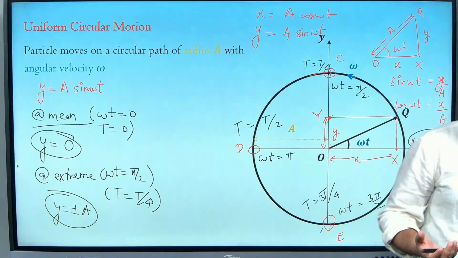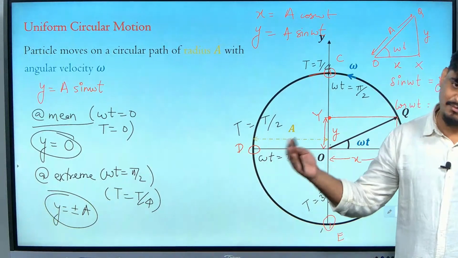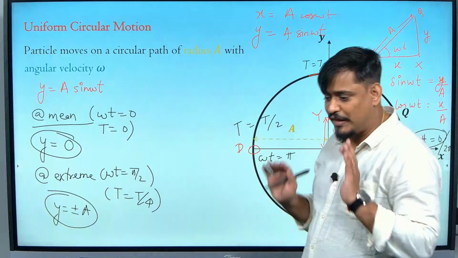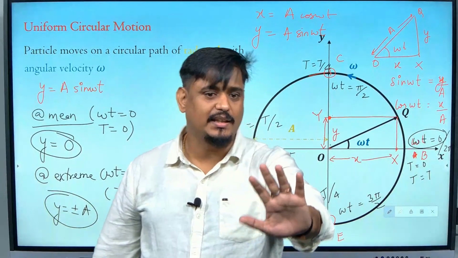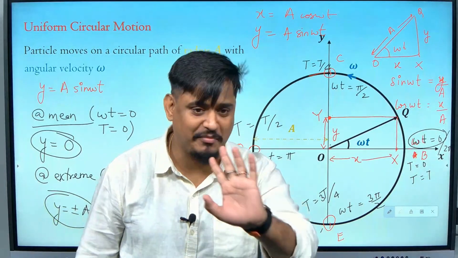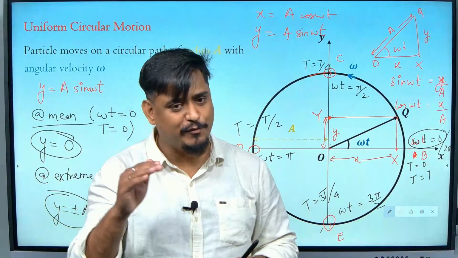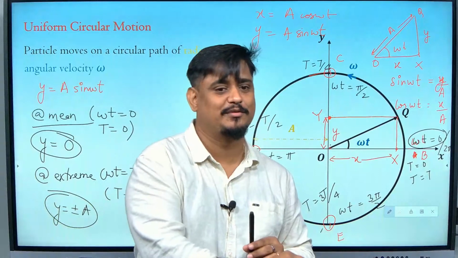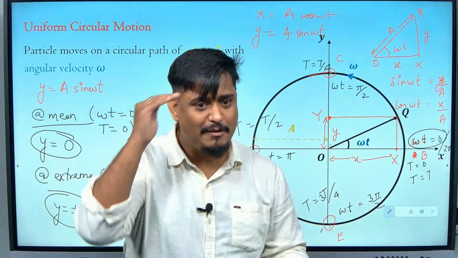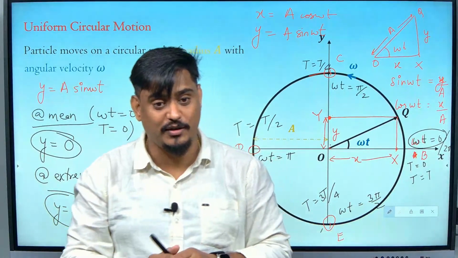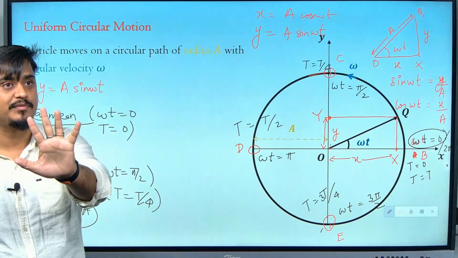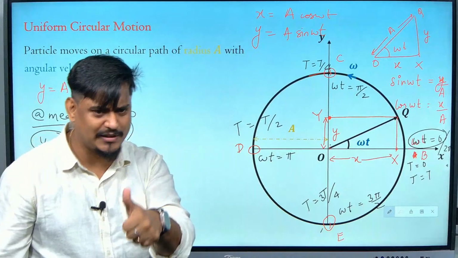So y can only be plus a to minus a, and in that range it can be anything. If the amplitude is 5 meter, the displacement can never be more than 5 meter. It can be 5, 4, 3, 2, 1, minus 1, minus 2, minus 3, minus 4, minus 5. Anything between minus 5 and plus 5. What will be the range of displacement? Minus 5 to plus 5, if amplitude is 5. Are you understanding this? I hope it is clear to you.